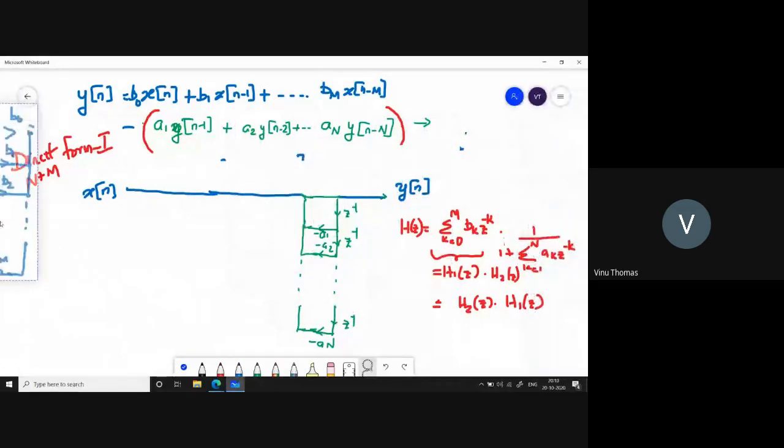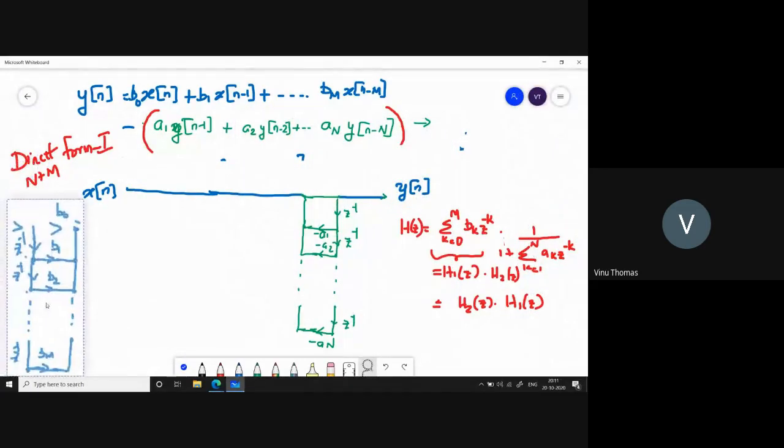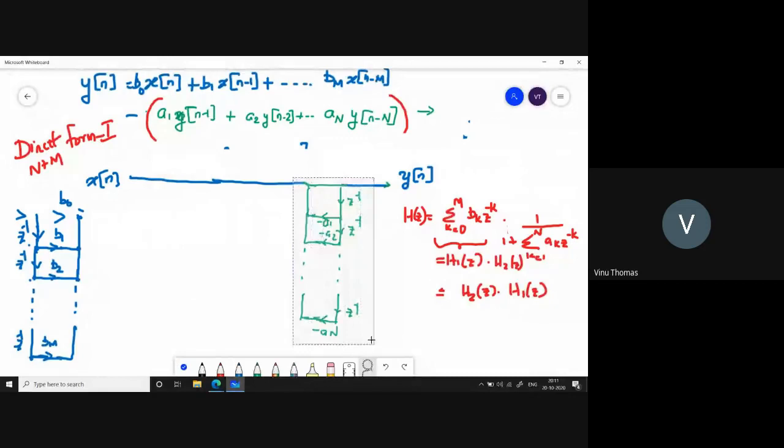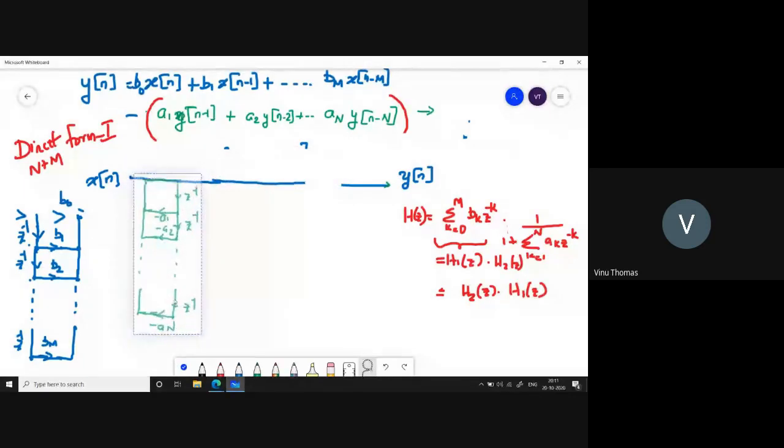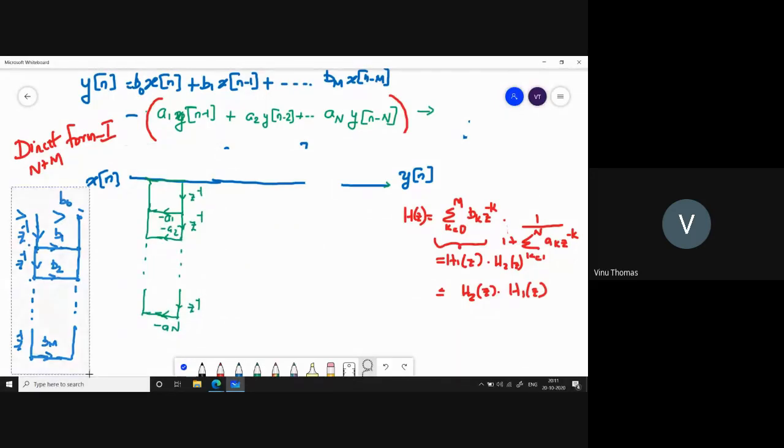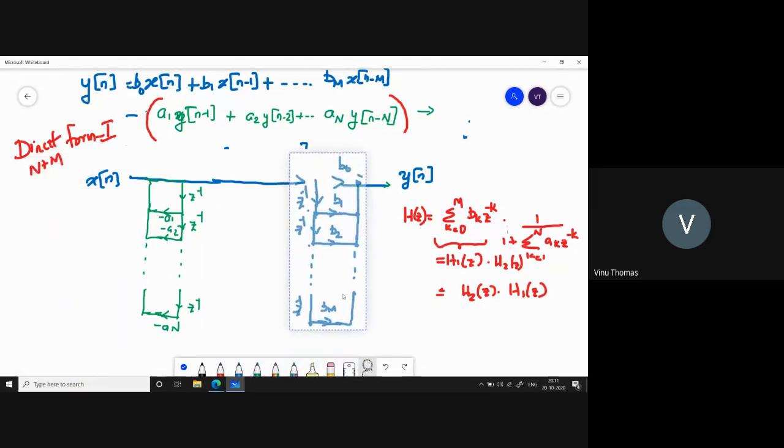I'll put it somewhere here because I will need it later. I'll take this and implement this first. So this will be implemented first. Okay. And then now we'll implement this part next. This is understood?